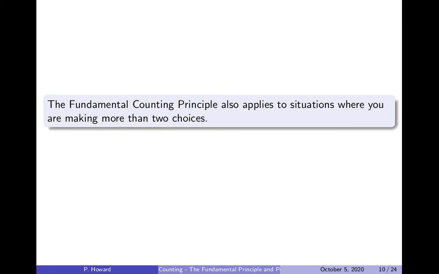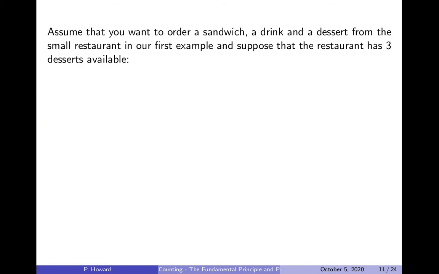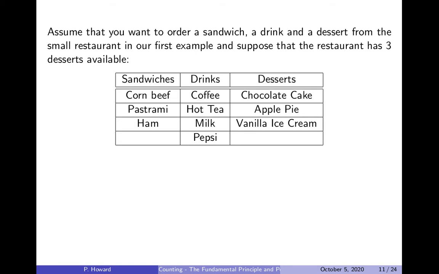The fundamental counting principle also applies to situations where you are making more than 2 choices. For example, assume you want to order a sandwich, a drink, and a dessert from the small restaurant in our first example. And suppose that the restaurant has three desserts available. So the menu would look like this. Still the same 3 sandwiches, the same 4 drinks, and the menu in addition has 3 desserts.